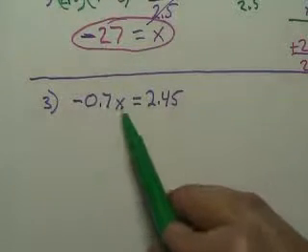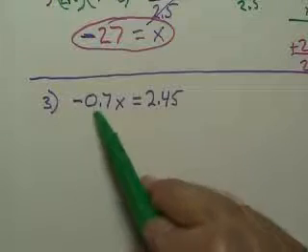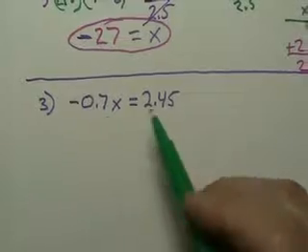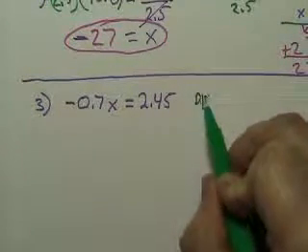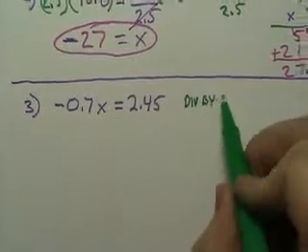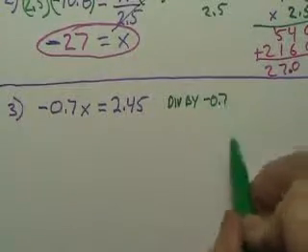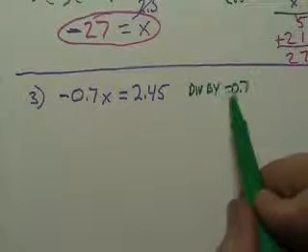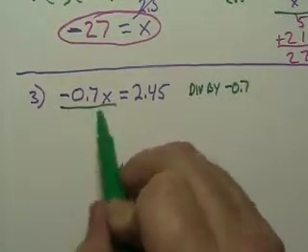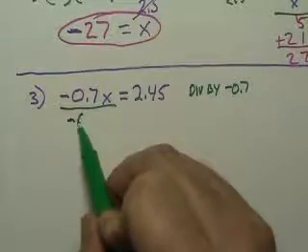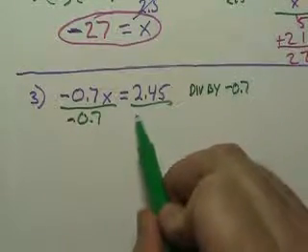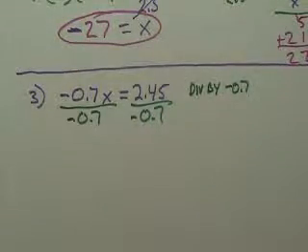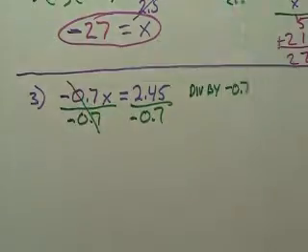Okay, on number 3, I want x by itself. To do that, I have to get rid of the negative 0.7. That's negative 0.7 times. I have to do the opposite of times. So I will be dividing by negative 0.7. That's what I'm going to do. I'm going to divide by negative 0.7. Okay, and this is gone.